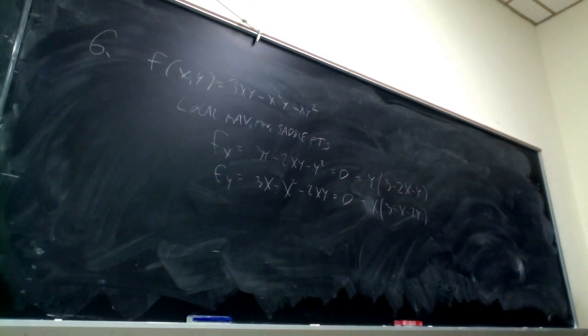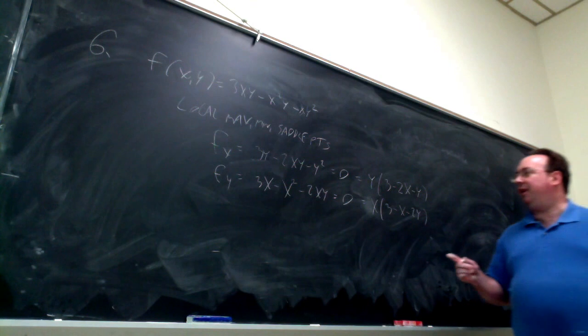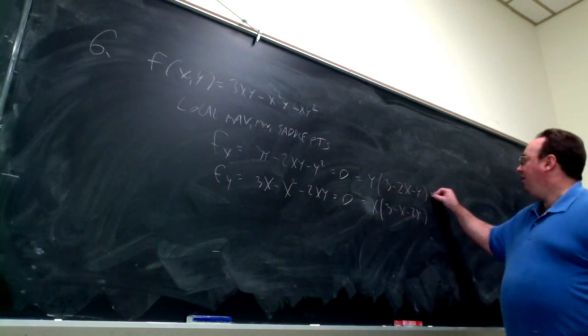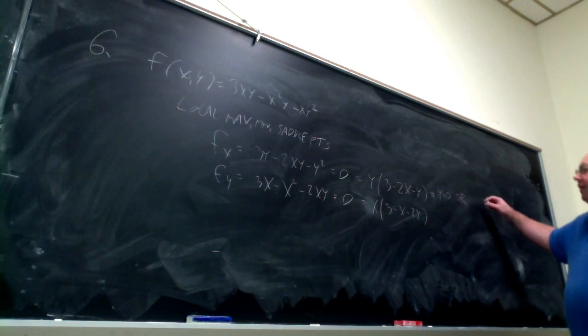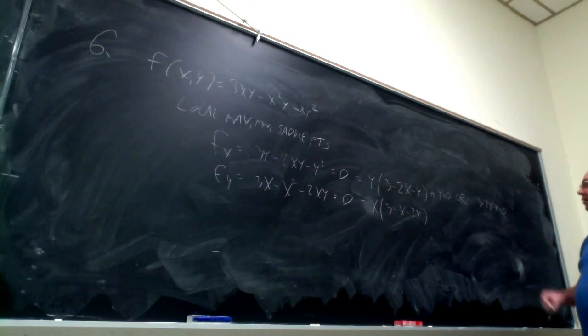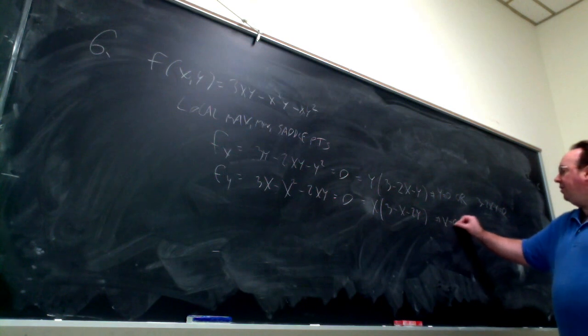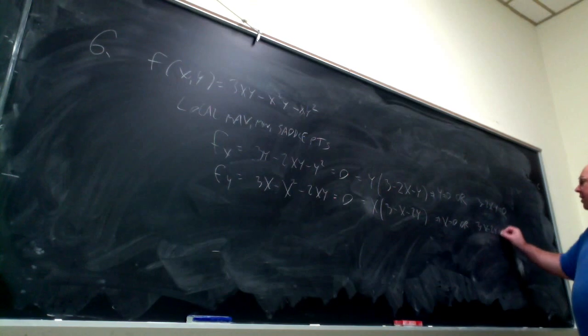So what's happening is you have to consider different cases. If we start with, say, partial with respect to x being 0, this means that either y equals 0 or 3 minus 2x minus y is 0. And down here we have x equals 0, or 3 minus x minus 2y equals 0.